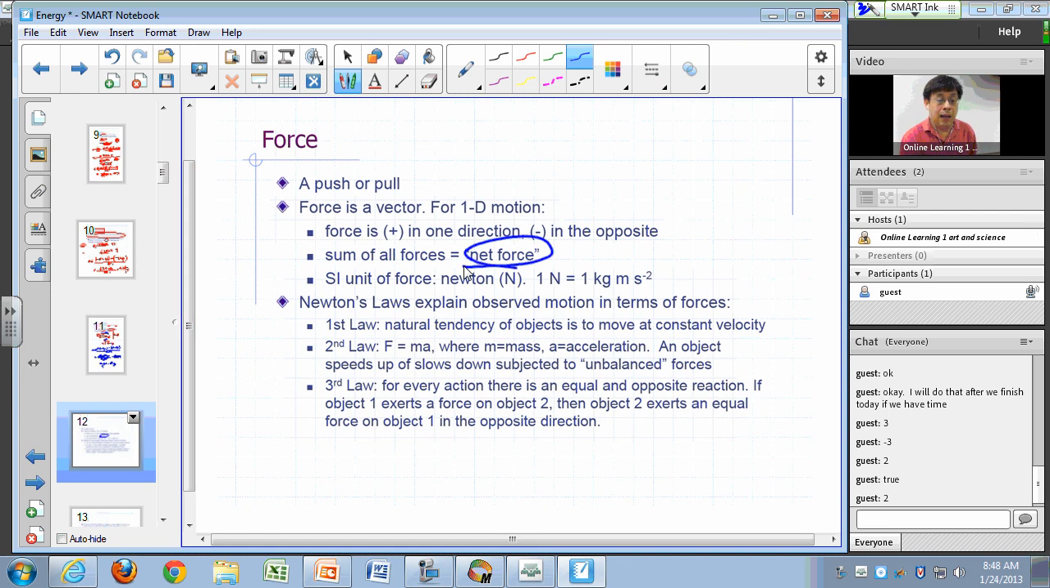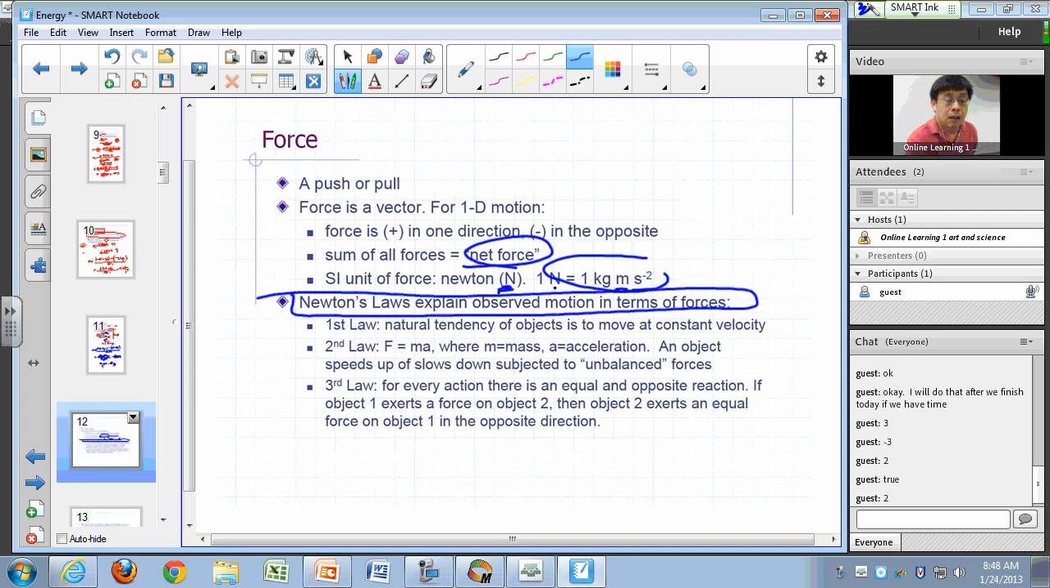And the SI unit of force is called the Newton. 1 newton is equivalent to 1 kilogram times meters per second squared. And in just a short while, we'll understand why that is the unit for force. Newton's laws allow us to explain motion, what we observe as the motion of objects, in terms of forces.